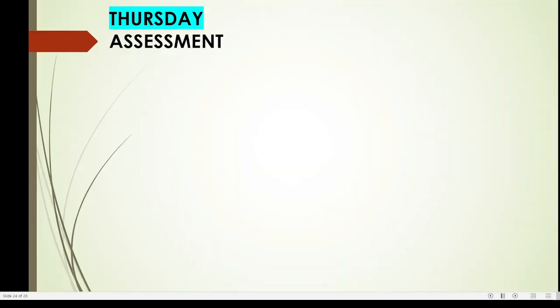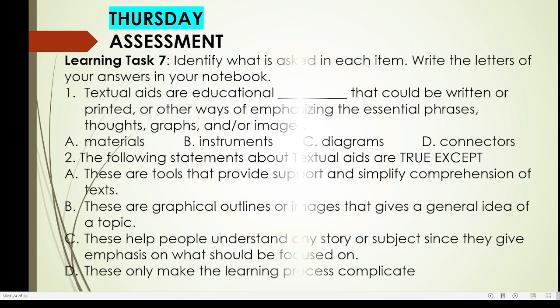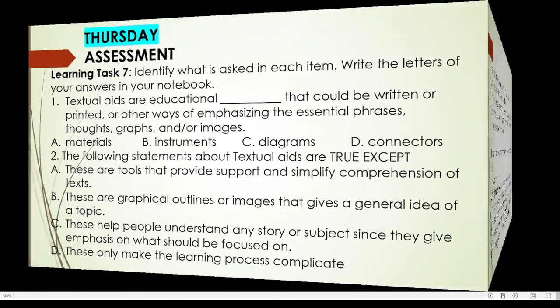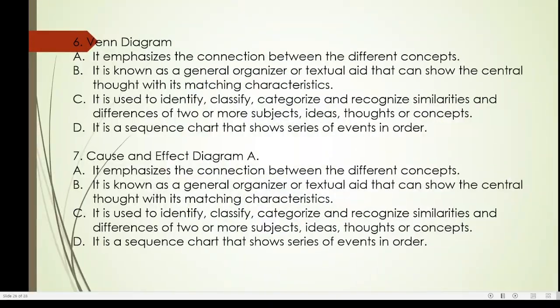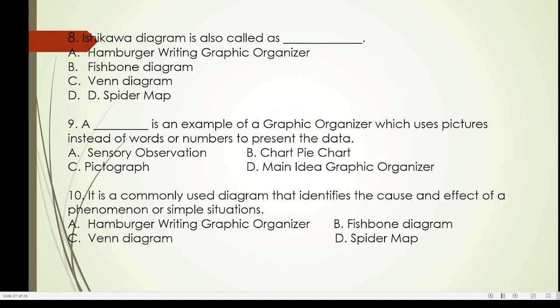And lastly, on Thursday, you're going to answer or work on assessment, learning task number 7. You're going to identify what is asked in each item. Write only the letters of your answers in your notebook. That is also a 10-item task.